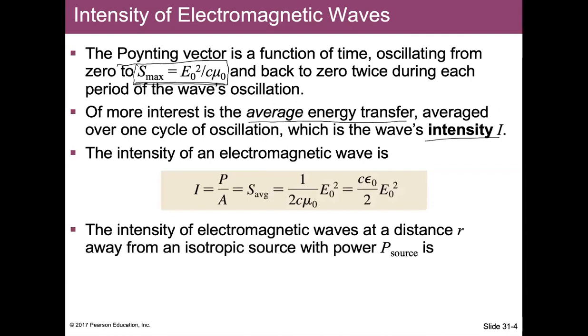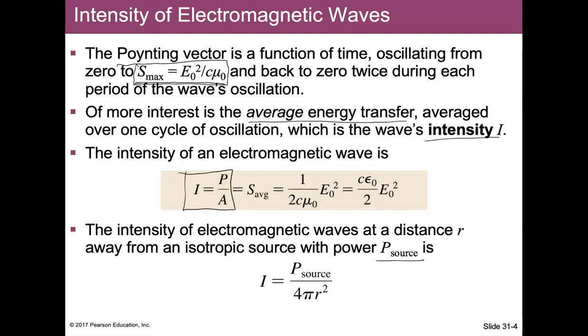The intensity of electromagnetic waves at a distance r away from an isotropic source with power P source. So we want to look at the intensity as the power over the area. So if we know the power P source, then we know that the intensity of that electromagnetic wave, when the source is sending it out in all directions, will go out as the area of the sphere. So it will be I equals P source over the area of the sphere, 4 pi r squared, surface area of the sphere.